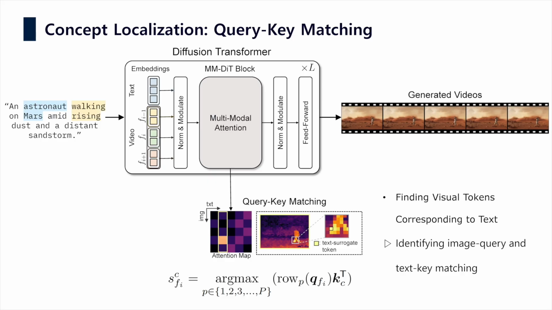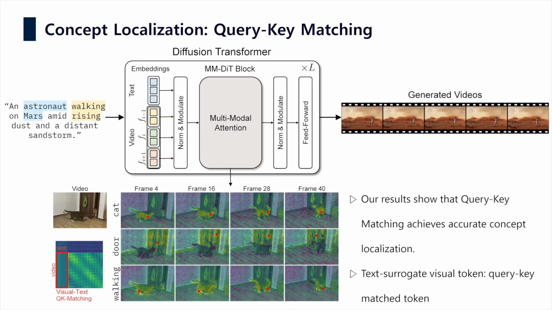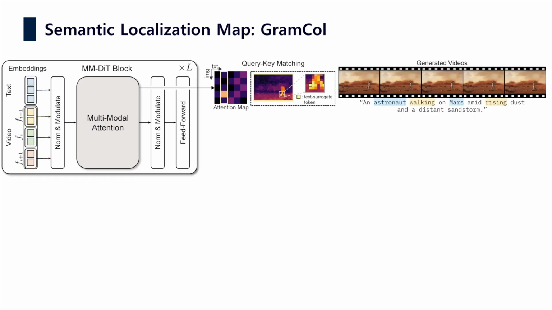After selecting the layer, we connect text concepts with visual features. For this, we use query key matching. Specifically, we measure the similarity between visual queries and text keys inside the multimodal attention mechanism. We observe that query key matching provides accurate concept localization. Even when the full attention map is not perfect, the strongest matching visual token often corresponds to the target concept. We call this the text surrogate visual token. So, given a target word, query key matching gives us its text surrogate visual token.